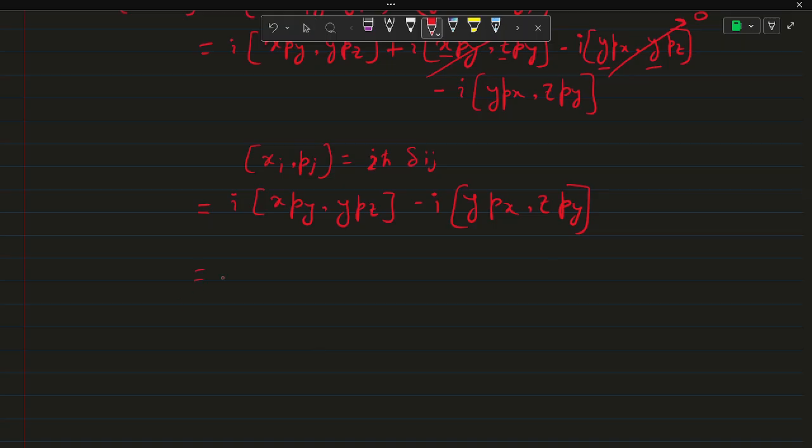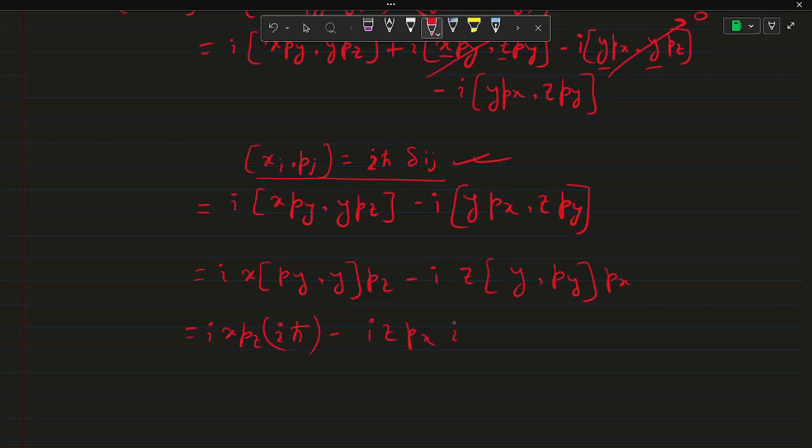Again we can look into this. We can see that momentum is given for py and pz, and position is given for x and y. So the only term that contributes is x py y pz. All other terms will be 0 from the same commutation relation. And in another term, again we get z y py px. So this will give i x pz iota ħ minus i z px, sorry, here this is minus i ħ, and this will give y py i ħ.